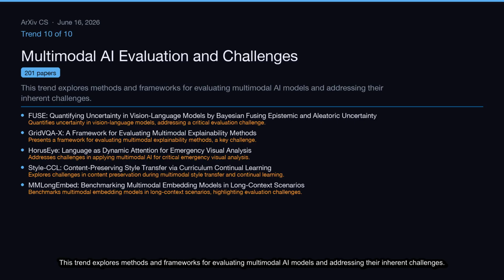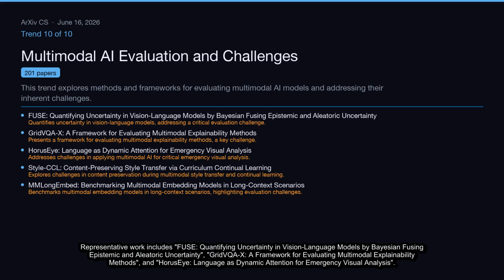This trend explores methods and frameworks for evaluating multimodal AI models and addressing their inherent challenges. This cluster covers 201 papers. Representative work includes Fuse, quantifying uncertainty in vision language models by Bayesian, fusing epistemic and aleatoric uncertainty, GridVQAX, a framework for evaluating multimodal explainability methods, and HorusEye, language as dynamic attention for emergency visual analysis.